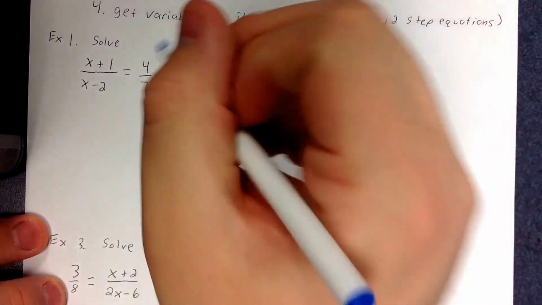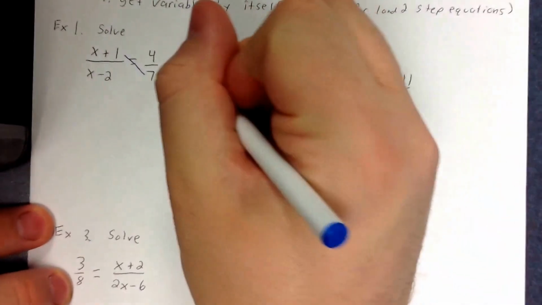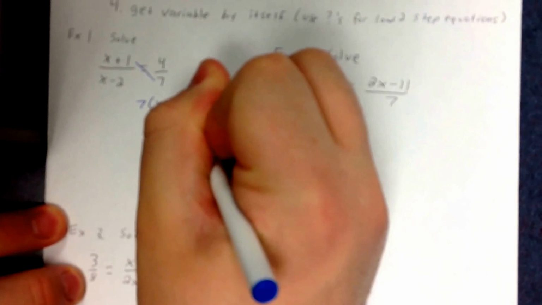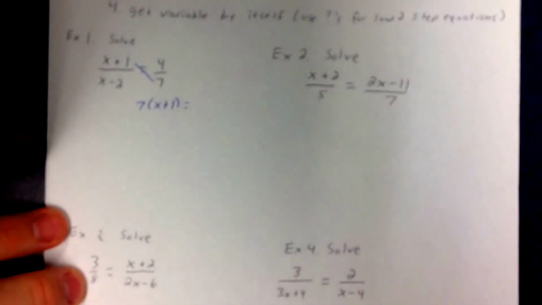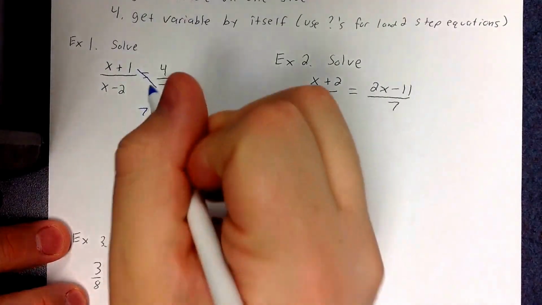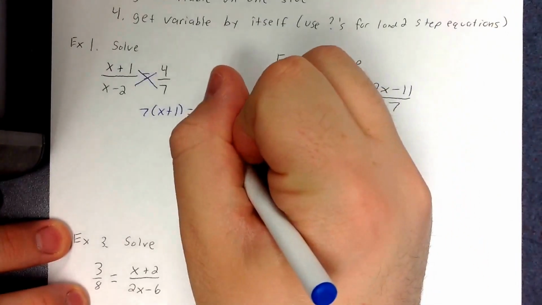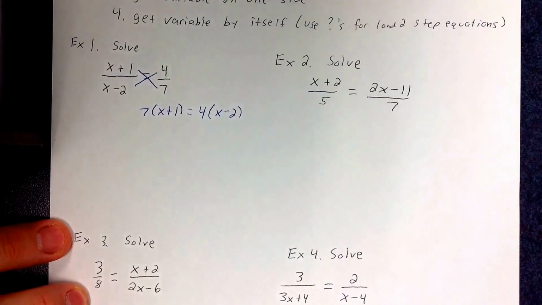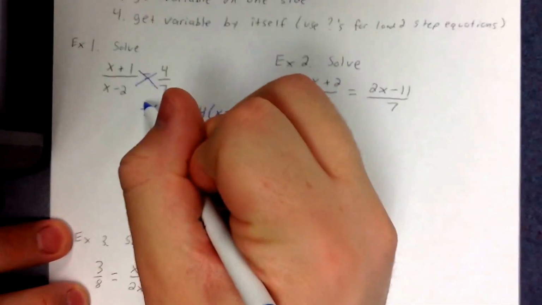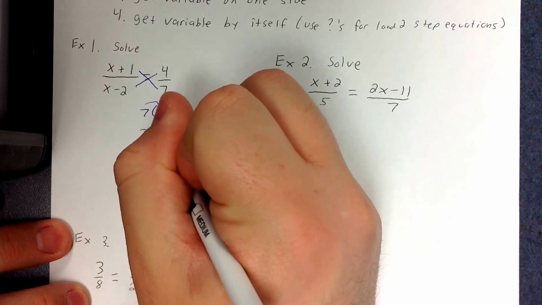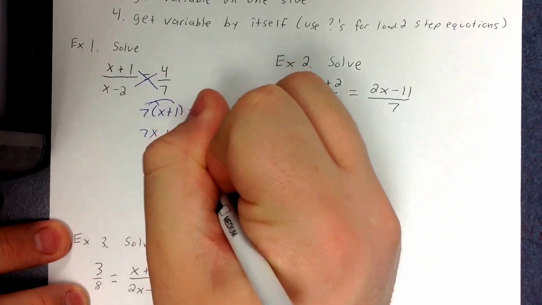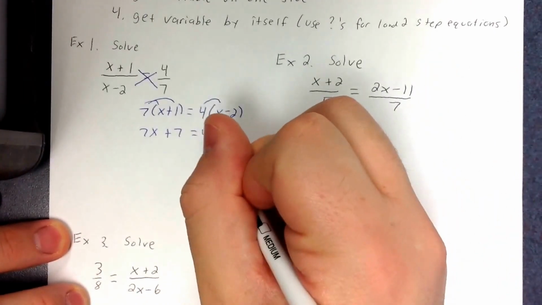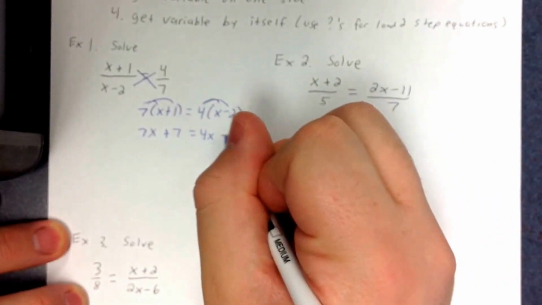So if I look at example 1, multiply diagonally. So I'm going to take the 7 times the x plus 1, so 7 times x plus 1 equals 4 times x minus 2. So now I want to distribute. So 7 times x is 7x. 7 times 1 is positive 7. 4 times x is 4x. And 4 times negative 2 is negative 8.